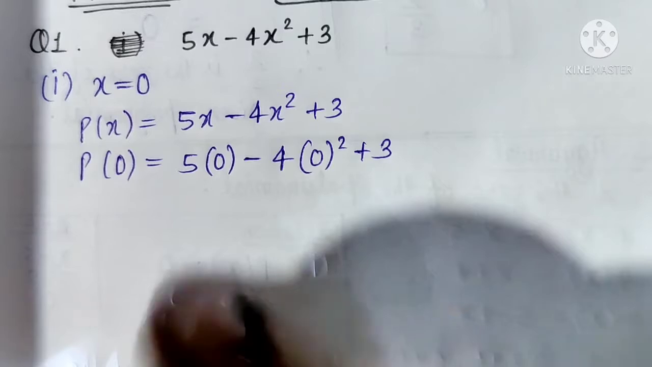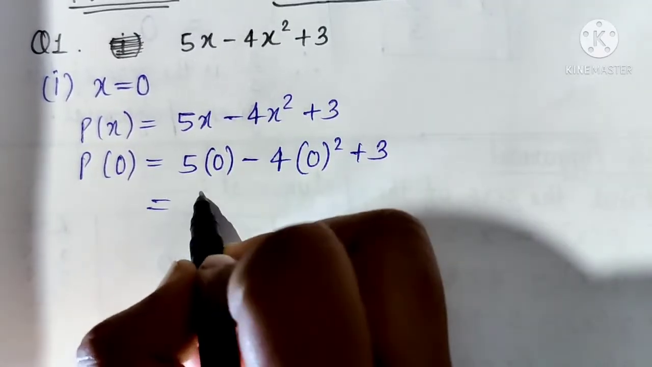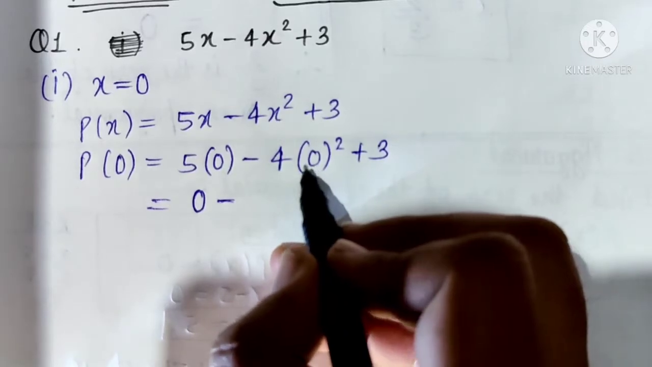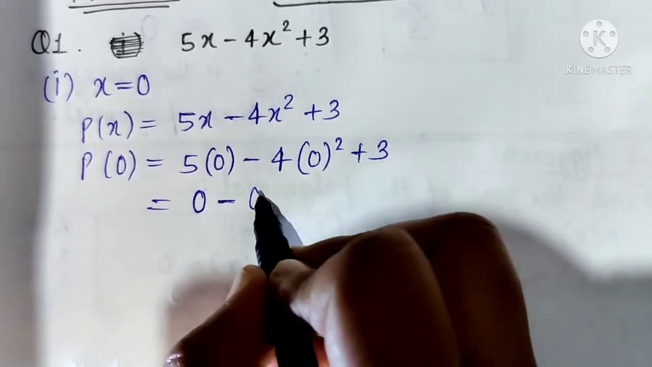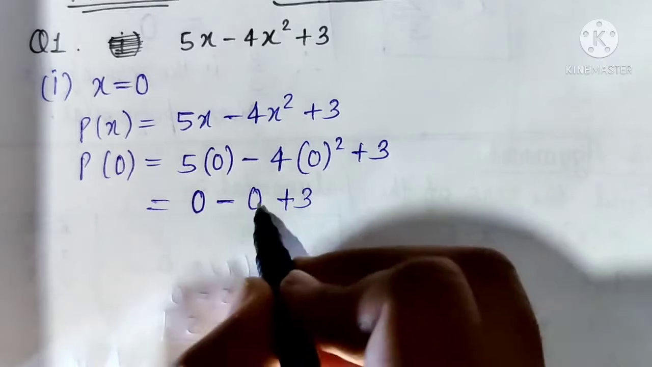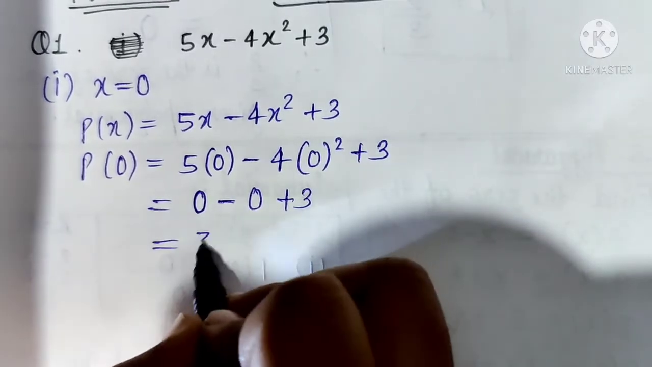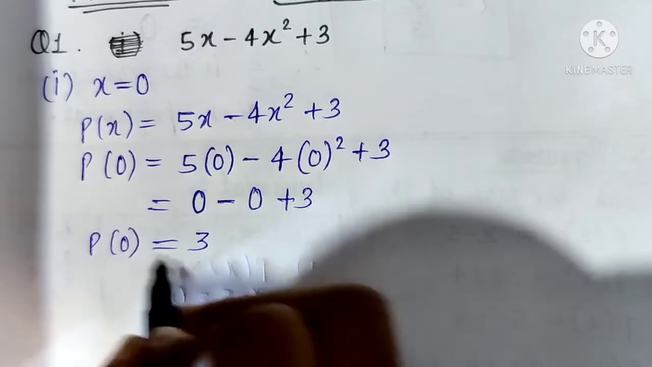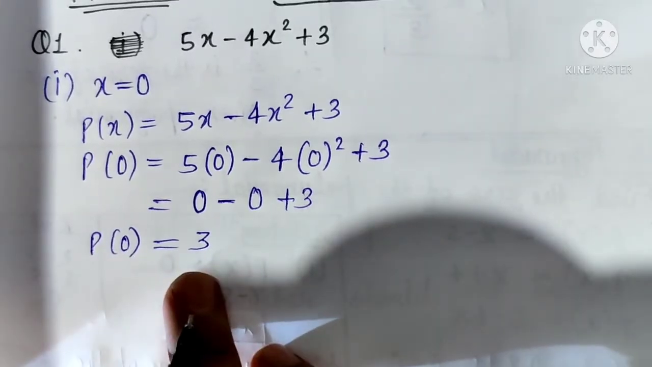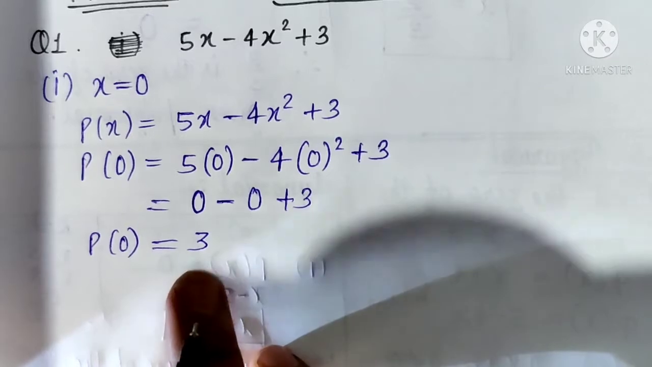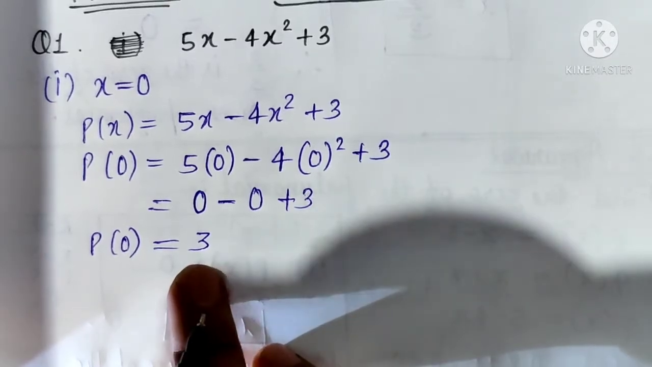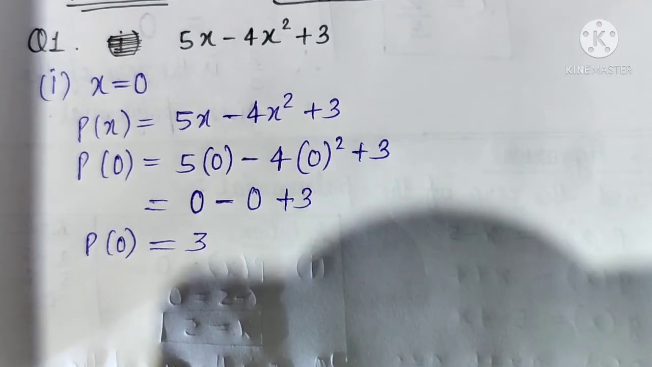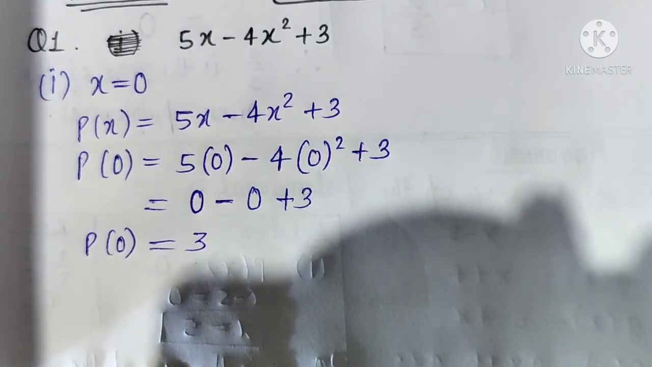Okay, now solve, what will come? 5 multiplied by 0, so 5 zeros are 0, minus 0 square means 0 only, then 4 into 0, 0, plus 3. So 0 minus 0, 0, and what is left? 3 only. So it means when we put the value 0, the answer coming is 3. So this is the value of the polynomial. In this way we have done our first part. Now I hope you can solve the remaining part of this question. Now move to the next question.